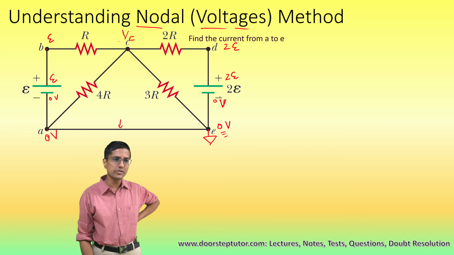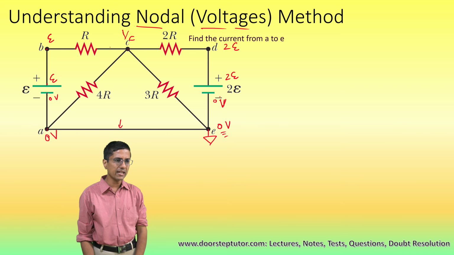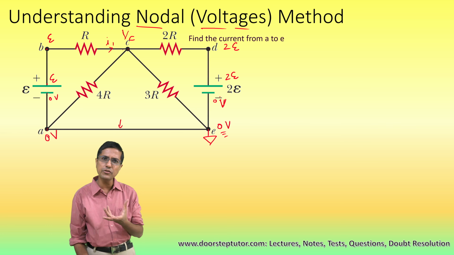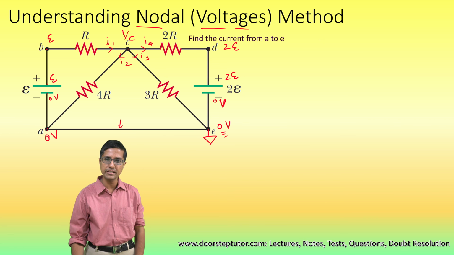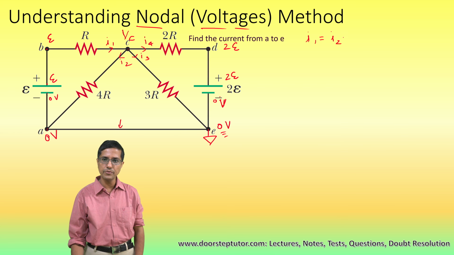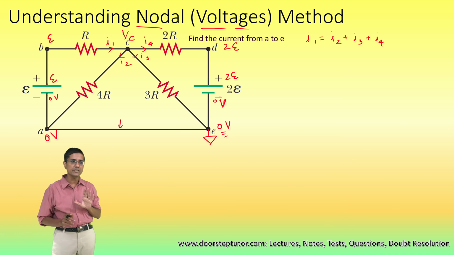So we focus on the node C where the voltage is left undetermined. Here what we do is assign currents coming into this node. This is done using the Kirchhoff current law or the node rule. Notice how I have assigned 4 currents here, and the equation for the node rule will be I1 is equal to I2 plus I3 plus I4. This is very simply the Kirchhoff current rule, or the node rule, that I have applied to this node.